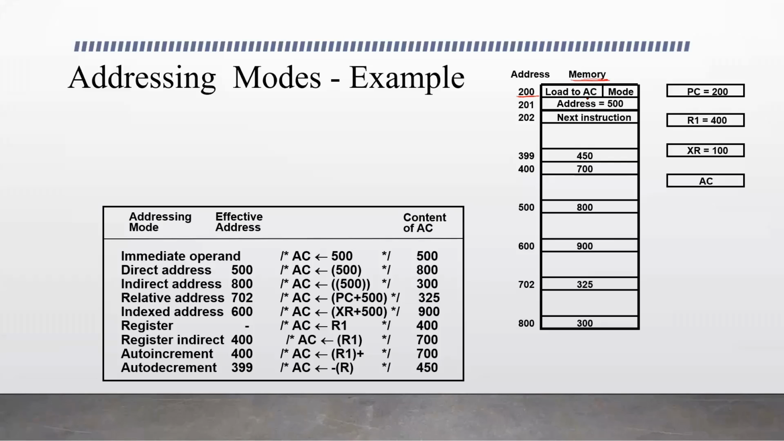So what is the instruction? It is a generalized form of instruction: load to accumulator, and here some mode is given, with address equal to 500. So the address given in the instruction is 500. The meaning of this instruction is that the operand needs to be loaded into the accumulator. 500 is the address. Now we'll see what happens when different addressing modes are used.